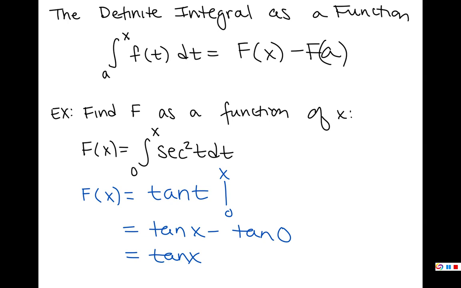So the upper bound is an x. I plug that in for t. I get tan x. The lower bound is 0, tan 0. Tangent of 0 is 0. And so my final answer is tangent x. So this definite integral can be written as the function tangent x. Okay, so we're allowed to have variables in our bounds of integration.